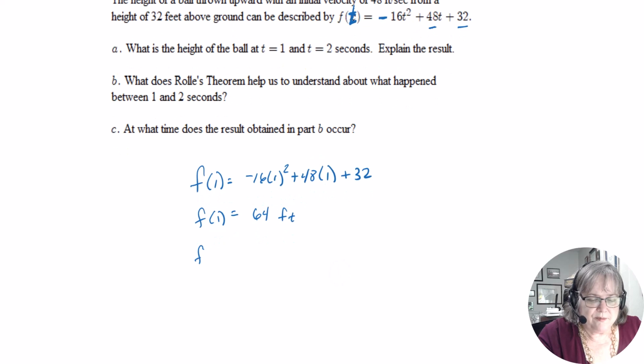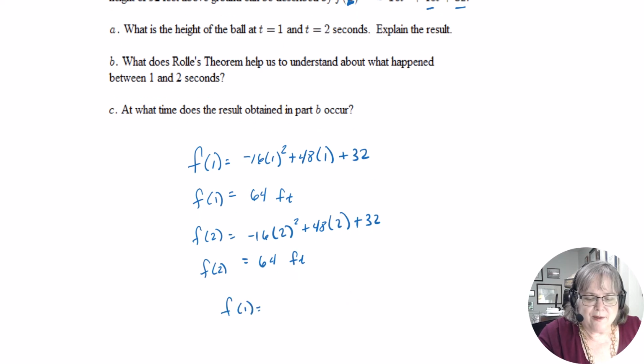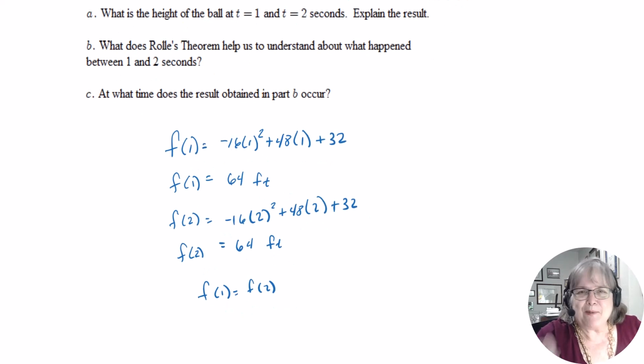F of 2 is minus 16 times 2 squared plus 48 times 2 plus 32. And surprisingly, this turns out to be 64 feet. So see how f of 1 is equal to f of 2, which, thank goodness, is not 0 again, because it doesn't have to be both zeros. They could both be 2/3. They could both be the square root of 4, whatever. All right. So the heights are the same.